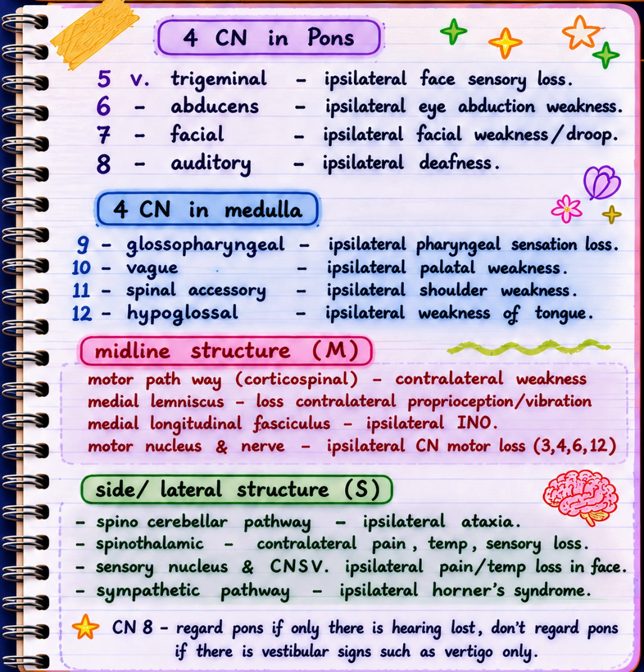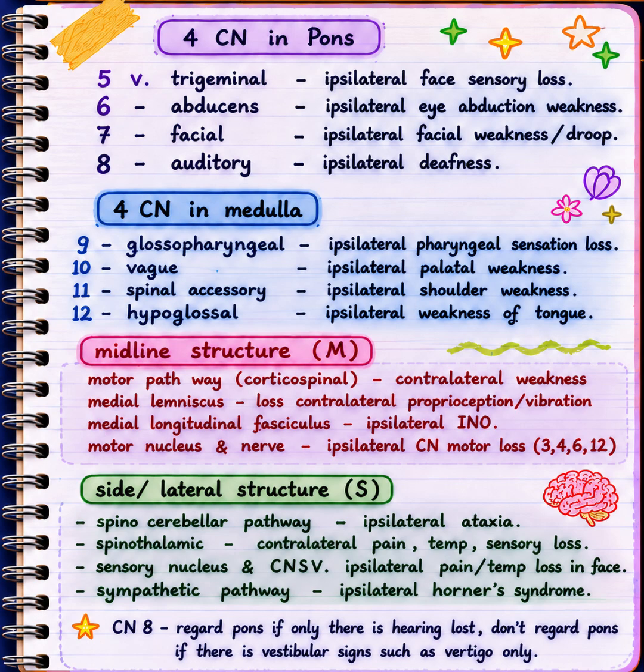When there is spinal accessory 11 involvement, it will show as ipsilateral shoulder weakness. And if there is cranial nerve 12 hypoglossal involvement, the patient will present with ipsilateral weakness of the tongue. The tongue deviates to the side of the lesion. So ipsilateral tongue weakness means hypoglossal nerve 12 involvement. So we already divided them into 3 sections: 4 above the pons, 4 at the pons, and 4 below the pons. Now we know each cranial nerve and how it presents in the question stem. Next slide, I will explain what it means to be a midline structure.